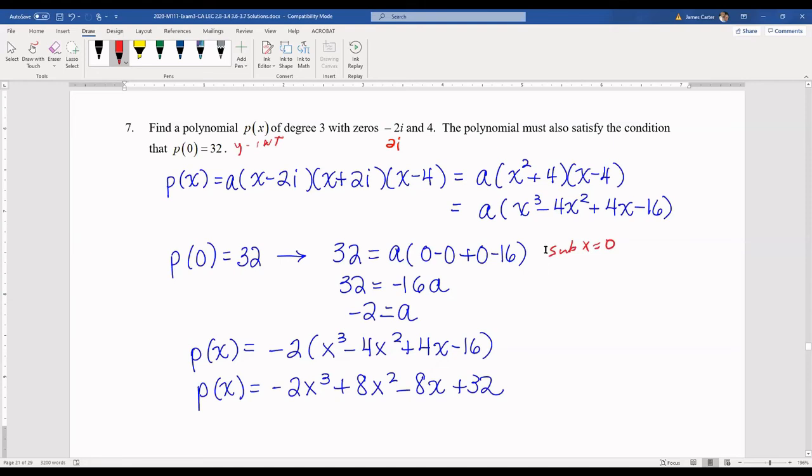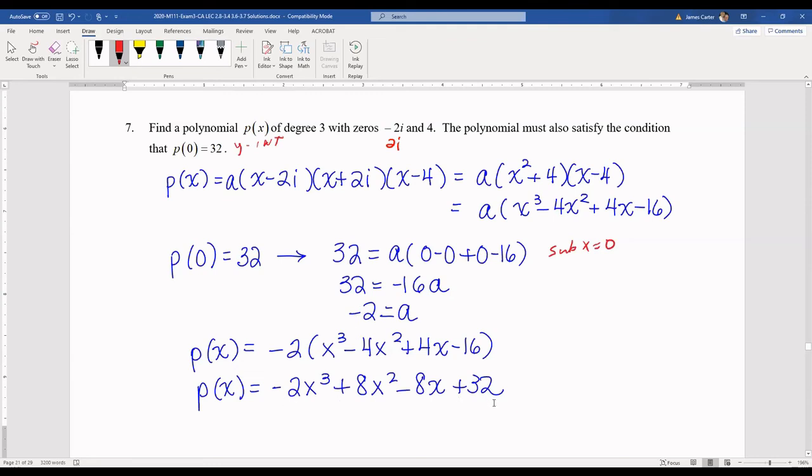But if it's not so obvious, then what we do is we let, okay, when it's 32, x is 0. So we let this be 0. We let that be 0. We let that be 0. Leaves us this. So 32 equals negative 16a. Then divide both sides by negative 16 and you get negative 2. That's how you do that.